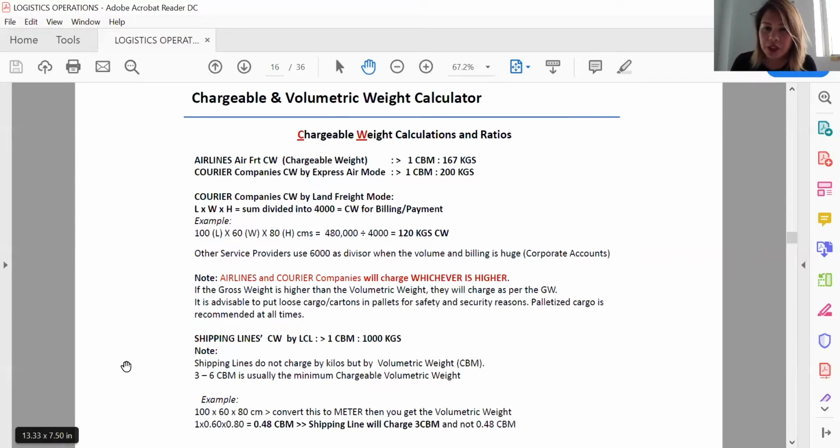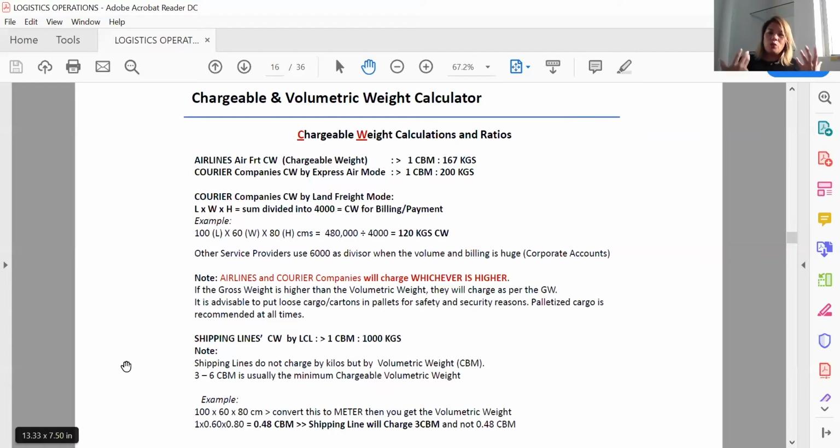But they don't charge as per the gross weight. They charge as per the volumetric weight. So a shipping line has a minimum chargeable volumetric weight. Sometimes they will charge you based on 3 CBM. Some other shipping lines will charge a minimum of 5 or 6 CBM. So regardless of your shipment being 1 CBM only or 2 CBM, you will be charged as per the minimum chargeable volumetric weight, which is maybe 3 CBM or maximum 6 CBM.